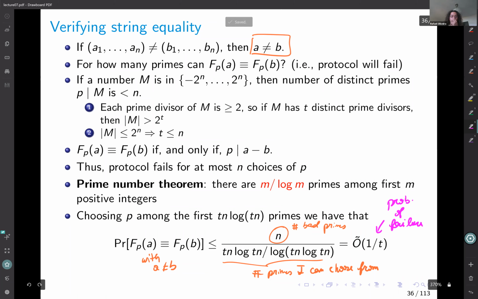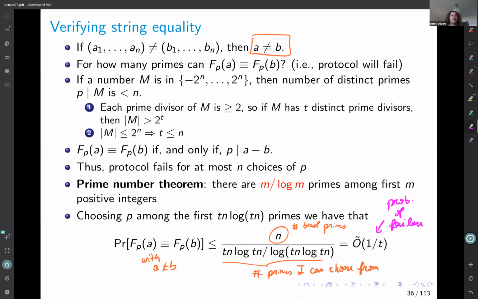So if we want to make this probability really small, we can just take, for example, t to be n. Then if the databases are the same, we're always going to output the correct answer. But if the databases are different, with probability 1 over n, we're going to output a bad answer. Does that make sense? I'm confused. What is t? t is a parameter that you can pick. It's just the parameter that tells Alice to pick a random prime number among the first tn log tn primes. Does that make sense? That's just the parameter.